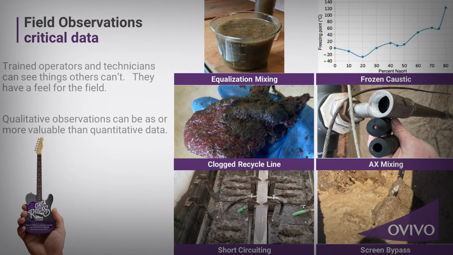In the next few slides, I'm talking about the importance of field observation and details that only a trained operator or technician can note. A normal person usually doesn't see it or doesn't care. One example here is mixing.